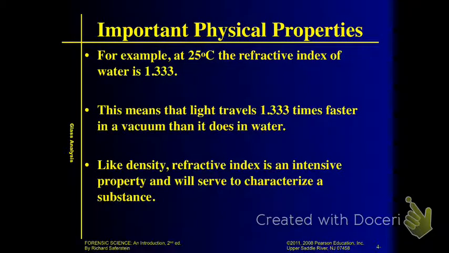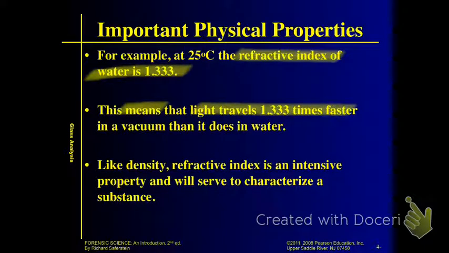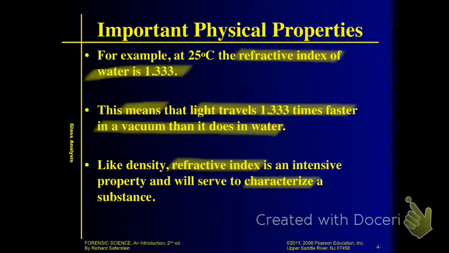The refractive index of water at room temperature is 1.333, meaning that light travels 1.333 times faster in a vacuum than it does in water. Refractive index is also able to be used to characterize or identify a substance.